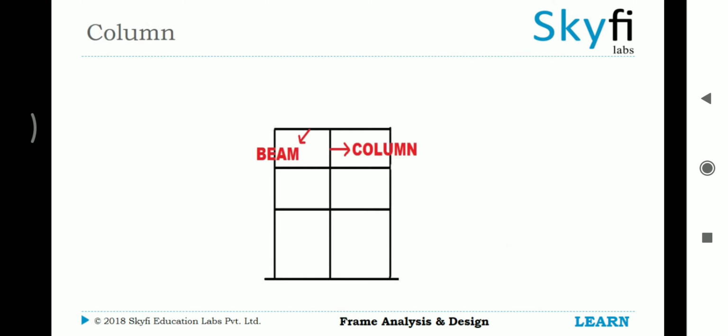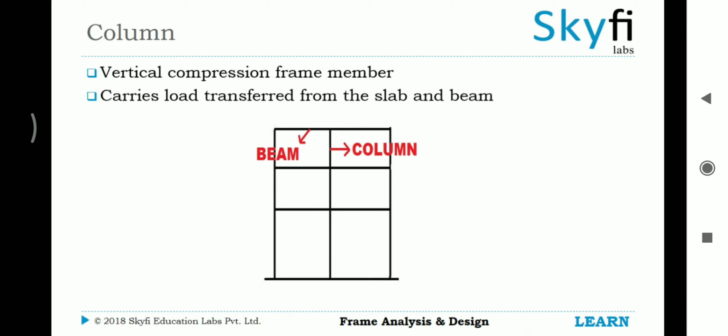The frames are comprised of beams and columns. You have already learned about beams in the previous videos. So, let us now understand, what are columns? Columns are the vertical members in the frame, undertaking compression. They are responsible for transfer of loads, from the slabs and beams above them, to the footing below.